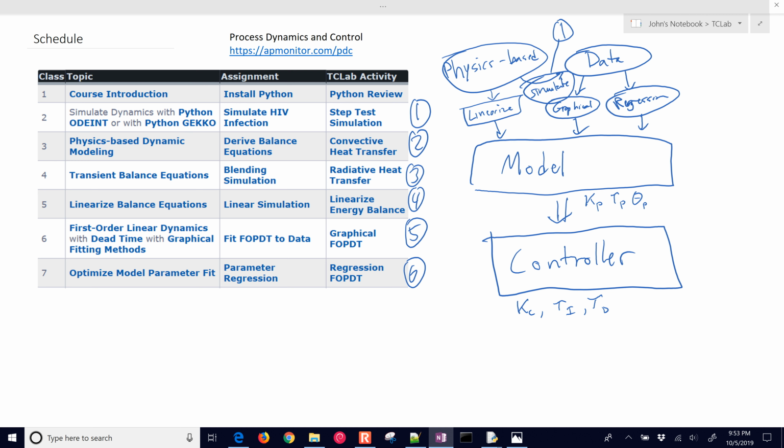The 2 and 3 were about developing this physics-based model. Okay, and then we just did linearize, which is number 4. And then number 5 will be the graphical method for obtaining models. And then number 6 on this list is going to be regression. And then later we're going to do 7 plus. That's going to be able to get tuning parameters implemented on the controller.